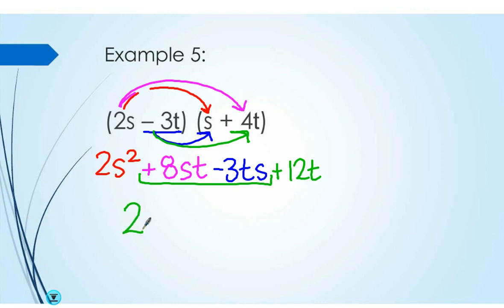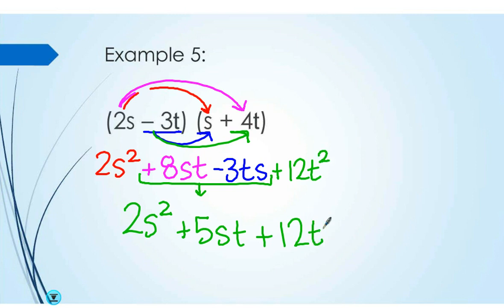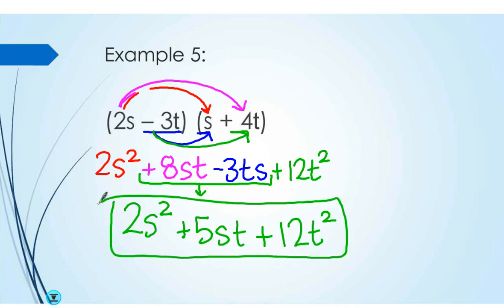All right, so we end up with our final answer, 2s squared. These combine to a positive 5. Now you can call it st or ts, whichever one works better for you. Oh, and I actually made a mistake here. Negative 3t times 4t is actually 12t squared, because t times t is t squared. All right, there is one just like this on your practice.